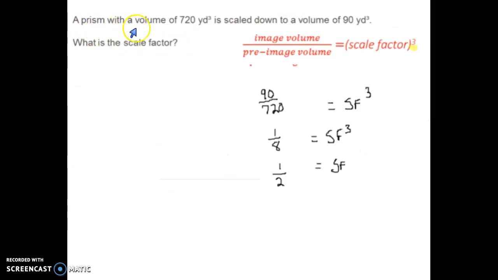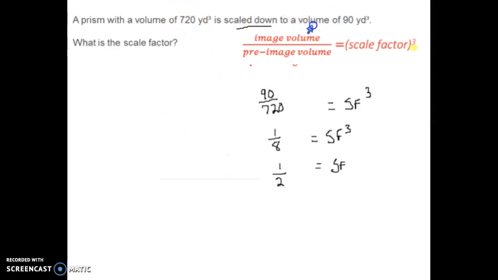And the last one here, we have a prism with a volume of 720 cubic yards is scaled down to a volume of 90. What is the scale factor? So this time we're scaling it down. So we know our scale factor is going to have to be less than 1, right? Remember that from first semester. So the image of our volume divided by the pre-image is equal to the scale factor cubed. So they give us the 2 volumes.